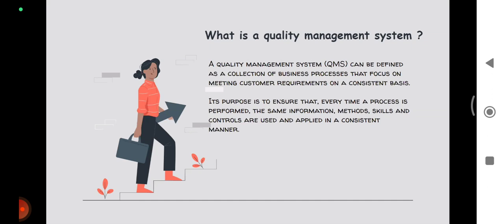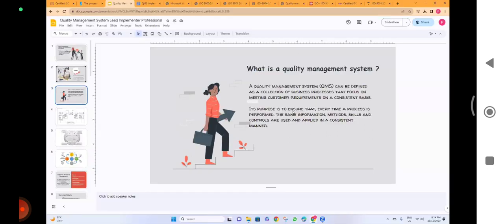So a quality management system, okay, is not ISO 9001, it's not a certification. A quality management system is a collection of business processes that focus on meeting customer requirements on a consistent basis. And your job as the lead implementer is to formalize these business processes so that every time you serve a customer, every time you go through the product or service realization process, the same information, same methods, skills, and controls are used and applied in a consistent manner. This is going to allow you to have 100% customer satisfaction through fewer customer complaints and being consistent. So that is the definition of a quality management system.